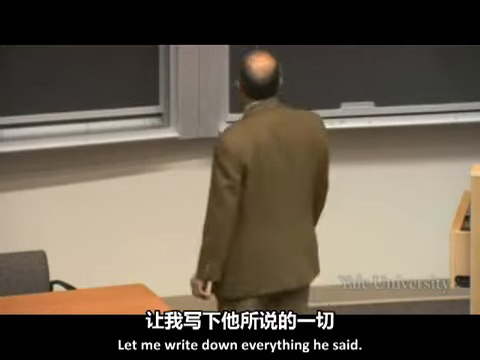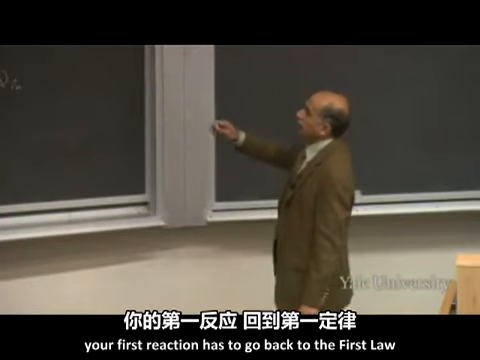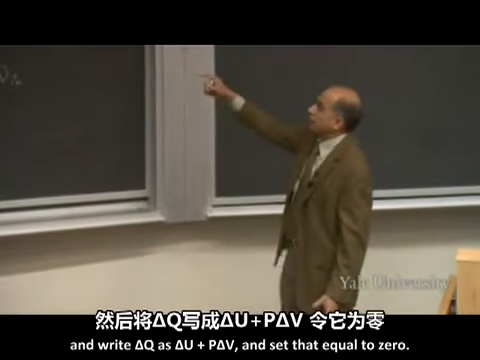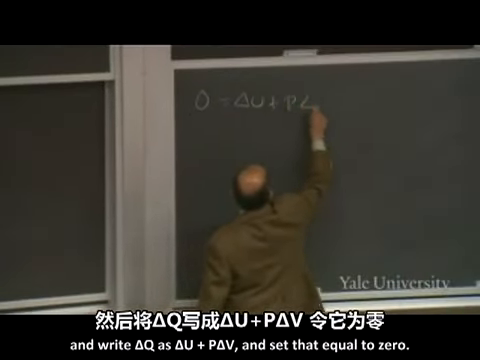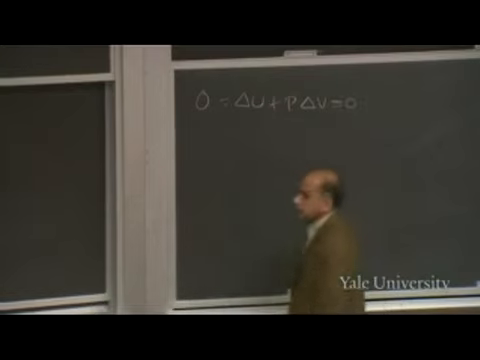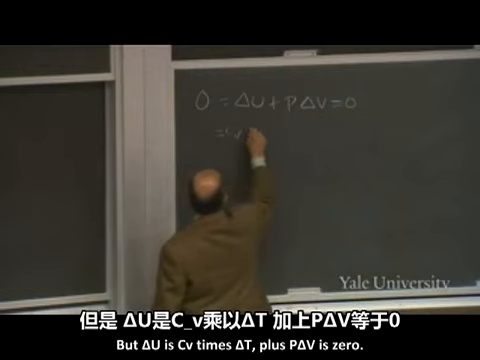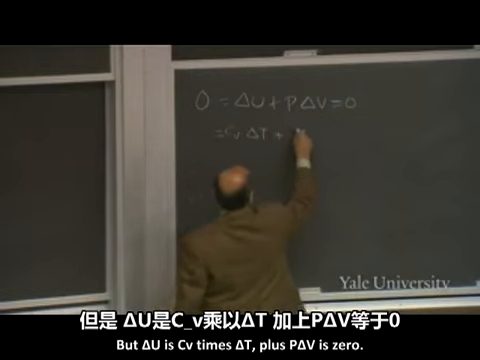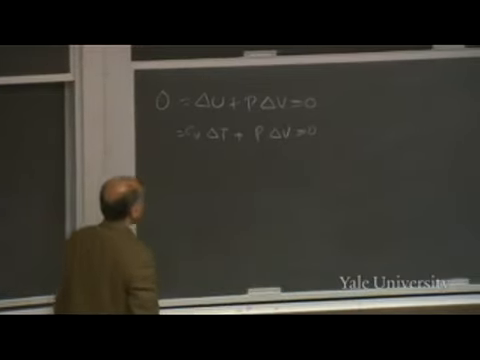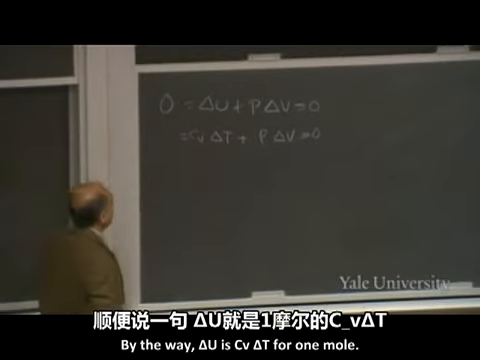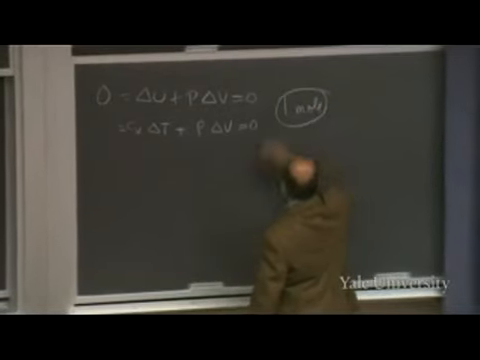Okay, so let me write down everything he said. When I say delta Q is 0, your first reaction has to go back to the first law and write delta Q as delta U plus P delta V and set that equal to 0. But delta U is CV times delta T, plus P delta V is 0. By the way, delta U is CV delta T for 1 mole. I'm going to consider 1 mole of gas.